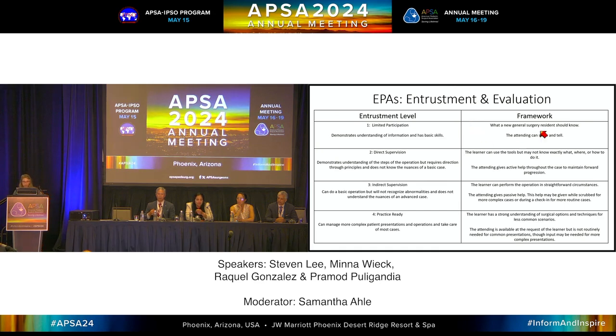Here, level 1 is limited participation. In essence, it's an attending show and tell. Level 2 is direct supervision, where the attending is giving the steps to move the operation forward, and the learner knows the tools but just doesn't know how and when to use them. Level 3 is indirect supervision, where the learner can perform straightforward operations and the attending scrubs for the more complex cases. And level 4 is practice ready, where the learner has strong understanding of surgical options and techniques for less common scenarios, so the attending is pretty much available upon request, especially for consultation of complex cases.